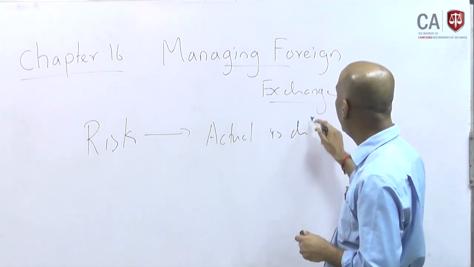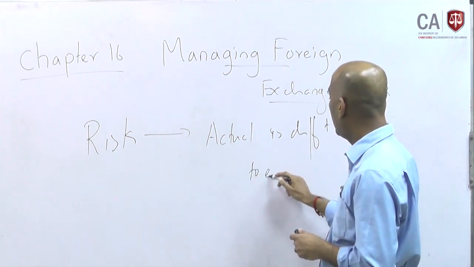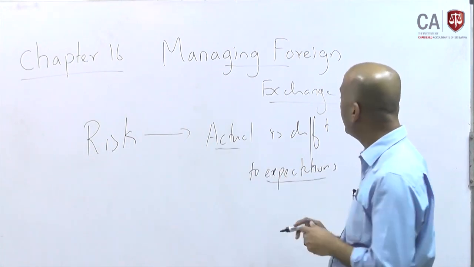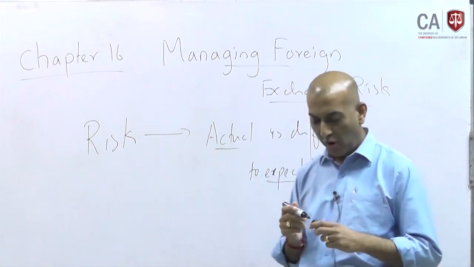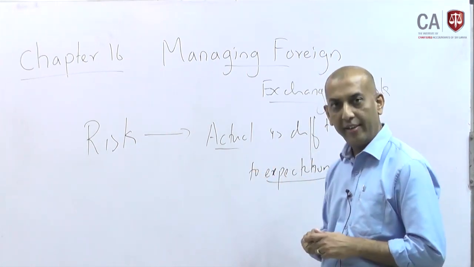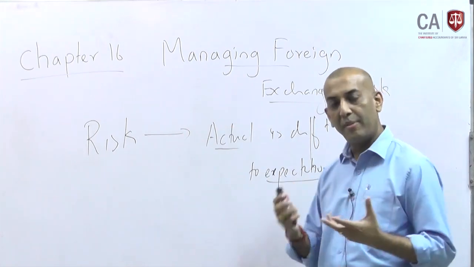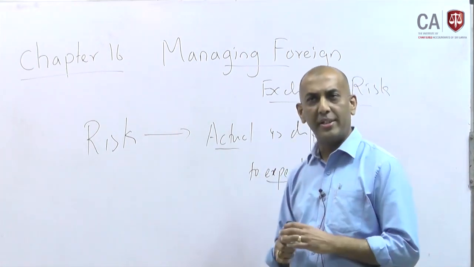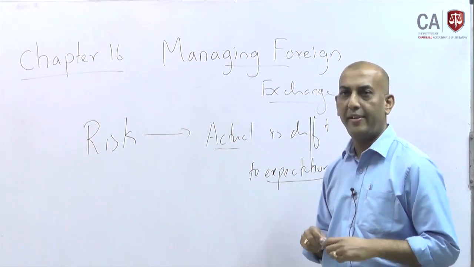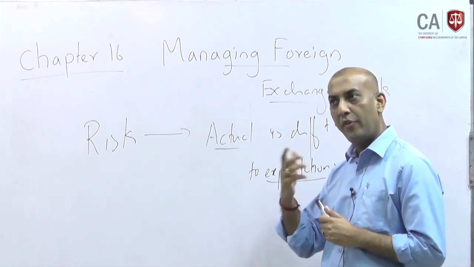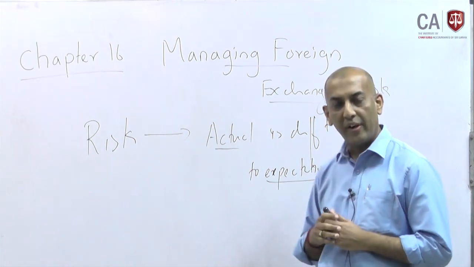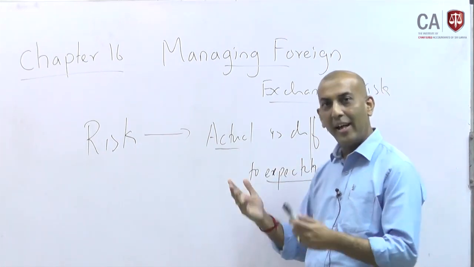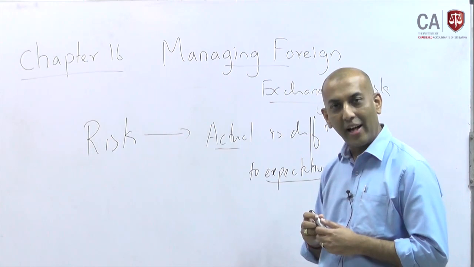your actual is different to your expectations. If your expectations and the actuals are going to be different, then there is a risk involved. There is a risk involved in whatever activities we think of. It could be your normal day-to-day business activities or even your personal activities. If you say today the train can come at 5 o'clock, that's your expectation, but the train may get late. That means there is a risk involved in the timing of the train arrival.